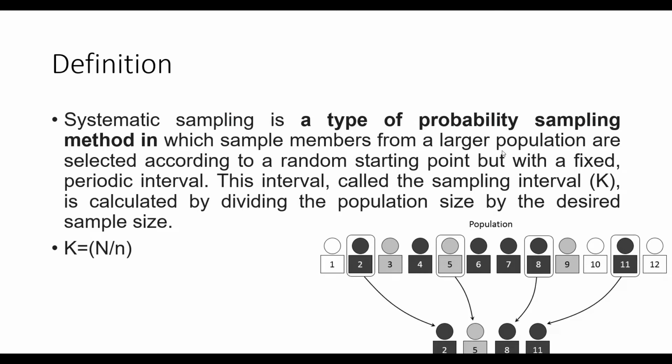This interval is called the sampling interval, which can be denoted by the letter K, and is calculated by dividing the population size by the sample size. So the mathematical formula is k equals N divided by n, where capital N denotes the population and small n denotes the sample size. Perfect. Visually this could be represented by this picture, you can see.